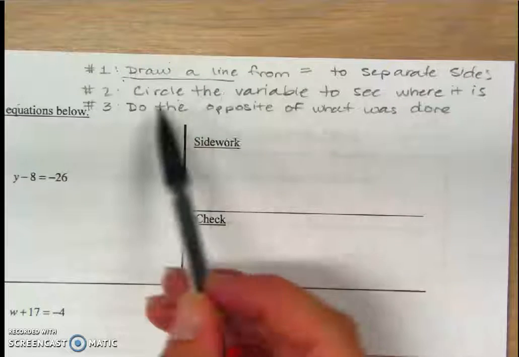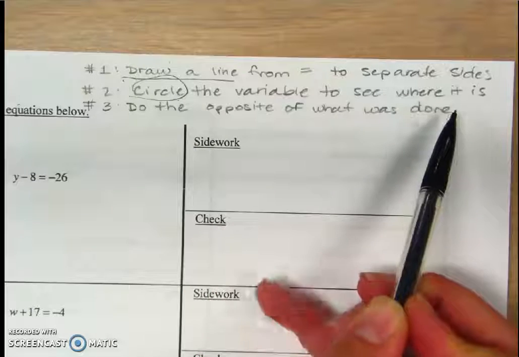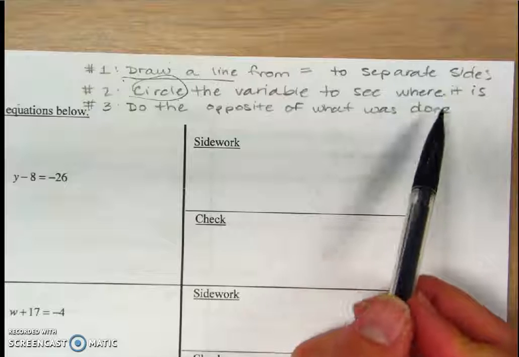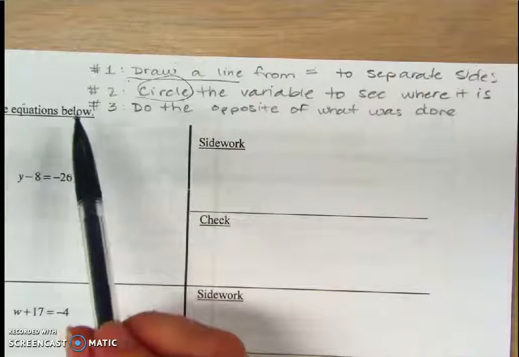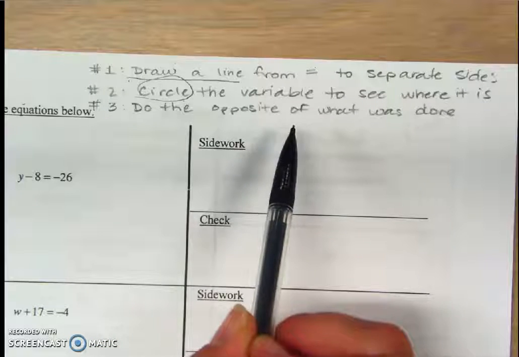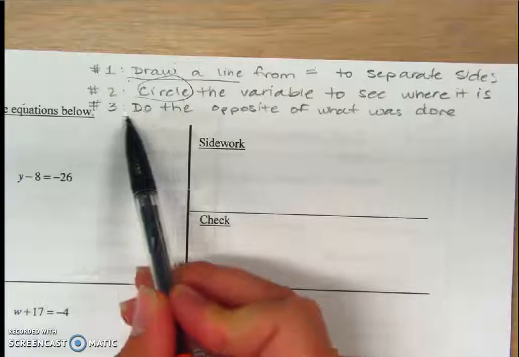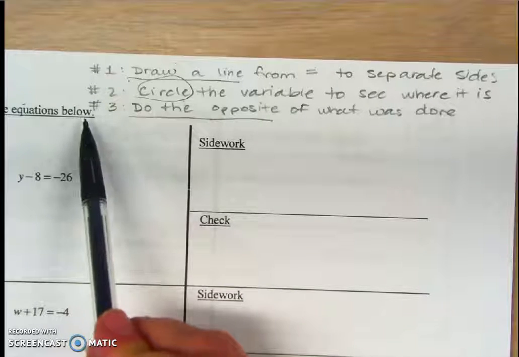Number 2, you're going to circle the variable. Circle the variable to see where it is. Because believe it or not, sometimes students miss this because they don't see where the variable is. And then step 3, finally, you're going to do the opposite of what was done. So that's that inverse operation. Do the opposite. So our little steps are draw the line, circle the variable, do the opposite.